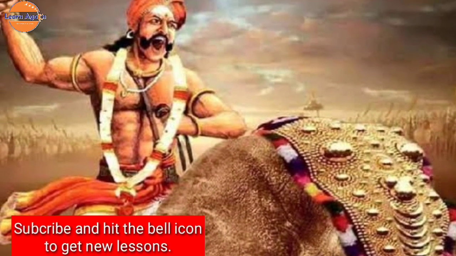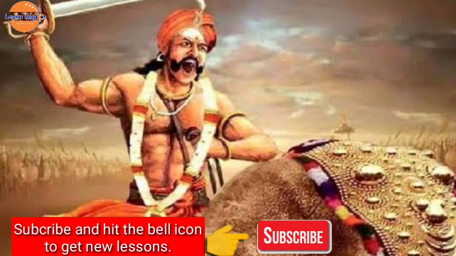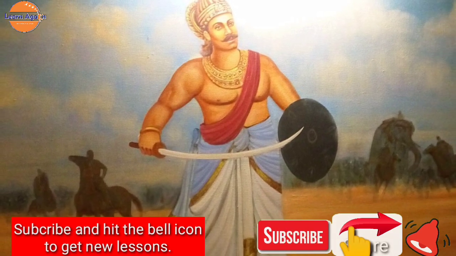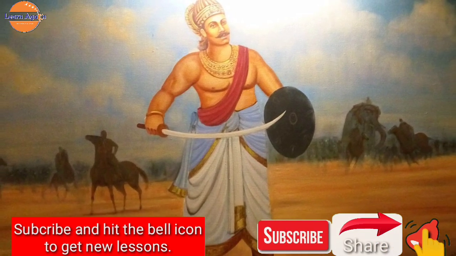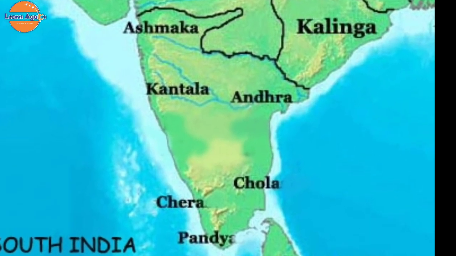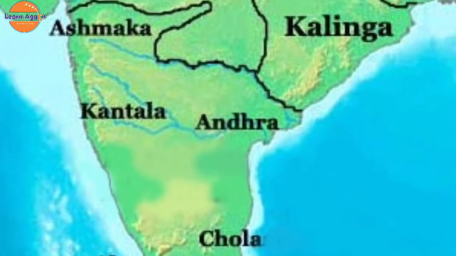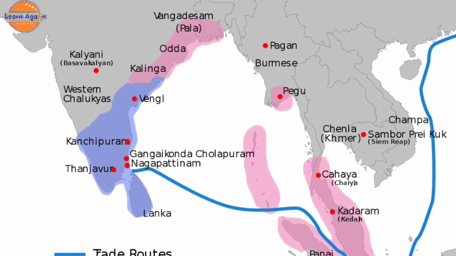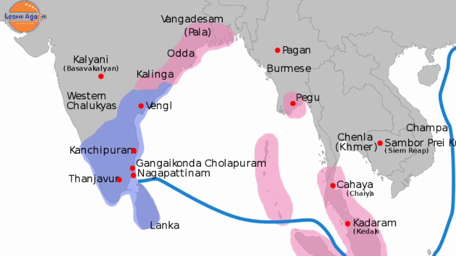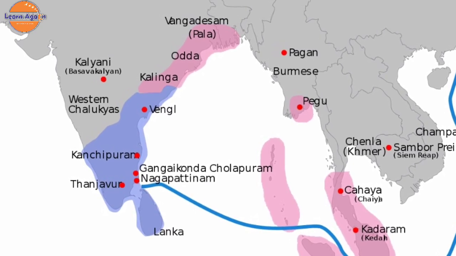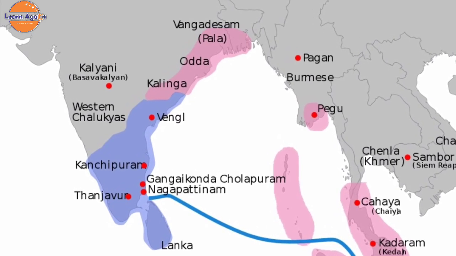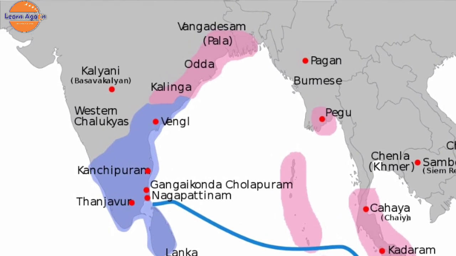Rajendra Chola I was the son of Raja Chola. He followed the expansionist policy of his father and defeated the Chalukyas in the west and the Pala rulers of Bengal. Later on, he completed the conquest of Sri Lanka. He marched across Kalinga to Bengal, crossing the Ganga, defeated the local rulers and assumed the title of Gangaikonda Chola, or the Chola conqueror of the Ganga, and built a new capital near the river Kaveri called Gangaikonda Cholapuram, or the city of the Chola conqueror of the Ganga.